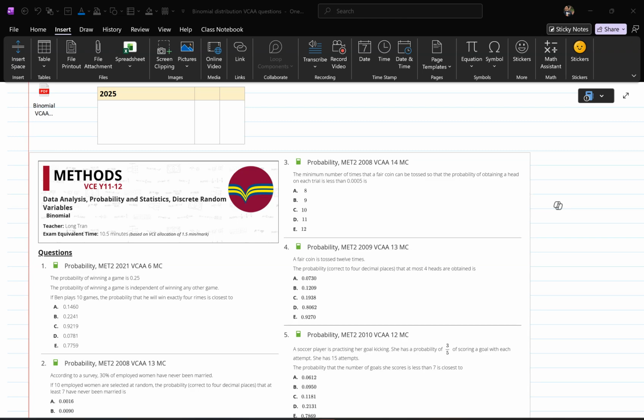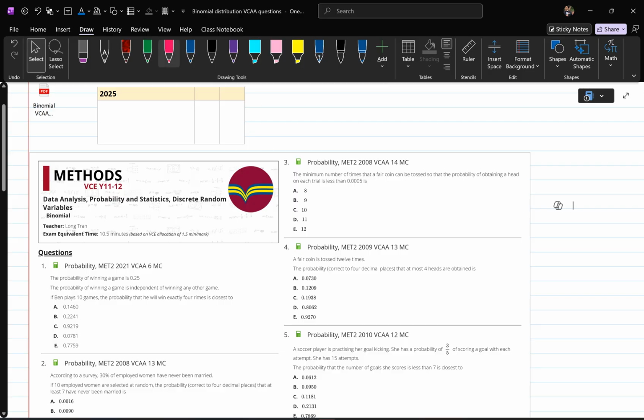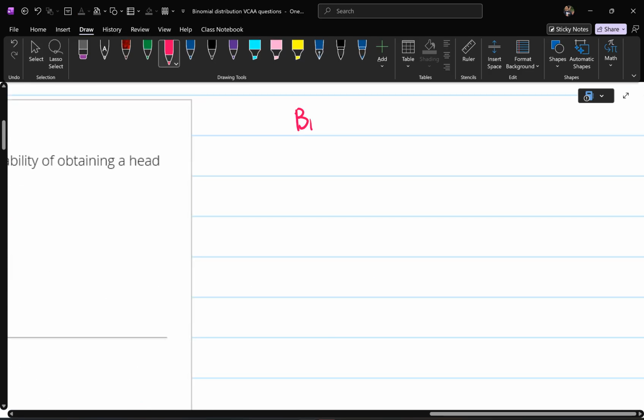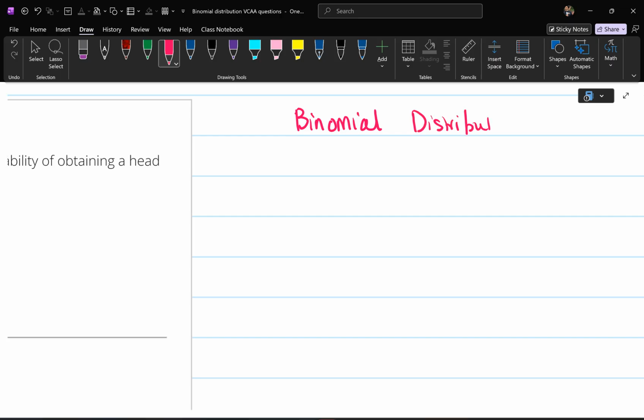Here we go. Binomial. You're going to use a CAS. When you see these types of questions, you use a CAS, but you need to know when to use it. This is called binomial distribution formula.